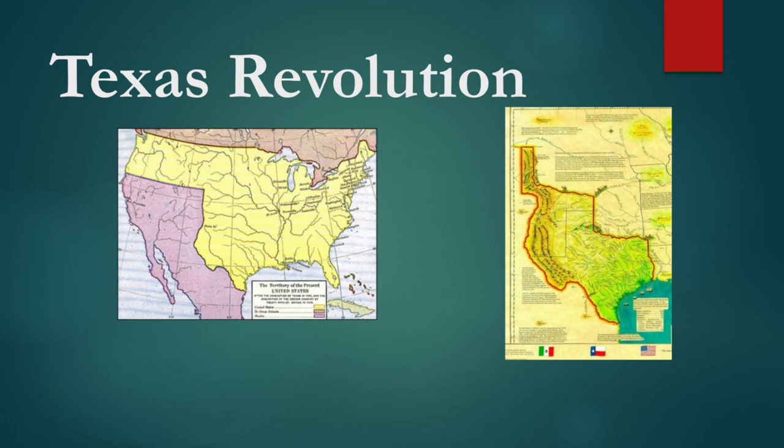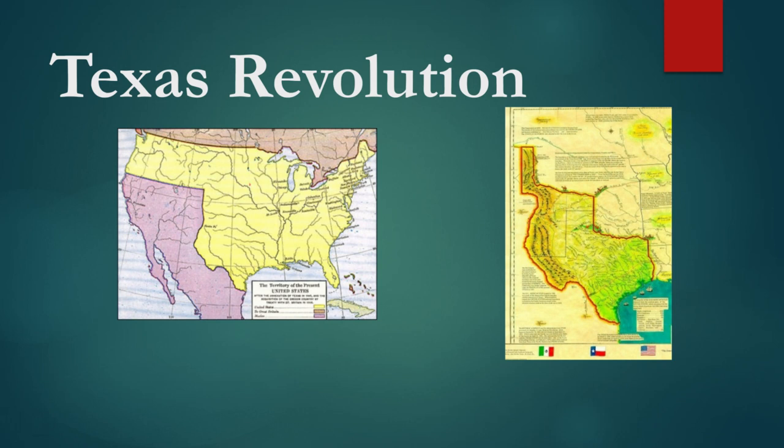So the Republic of Texas would be formed. It's going to be a totally separate country from the rest of the United States as well as from Mexico. That's why it's often referred to as the Lone Star Republic. And if you've never noticed their flag, it has that one single star on it.